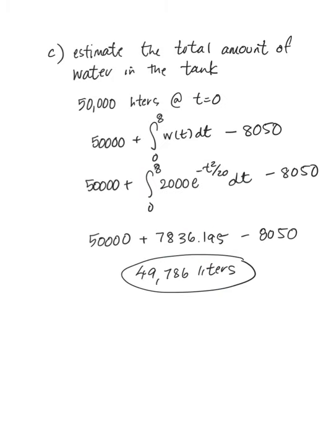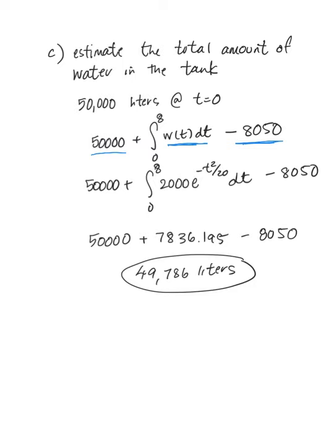In part C, we are to use our answer that we got in part B to estimate the total amount of water that's in the tank at the end of the 8 hours. And so we have our initial value, 50,000 liters that's in the tank at t equal to 0, plus the amount of water that's been pumped into the tank, and then we're going to subtract the amount of water that has been removed.